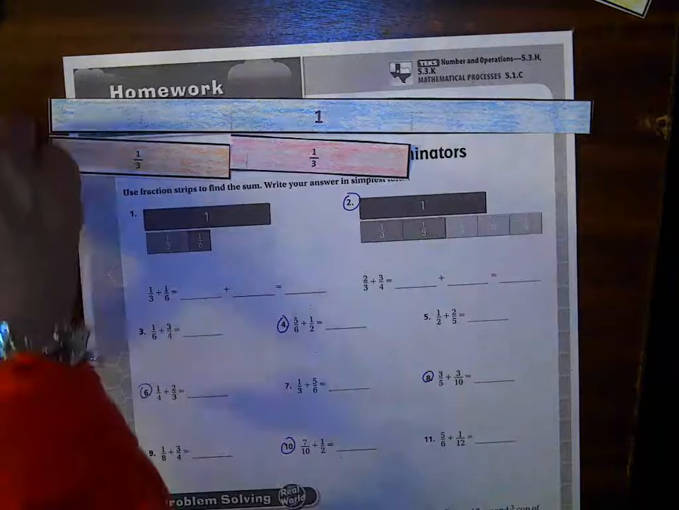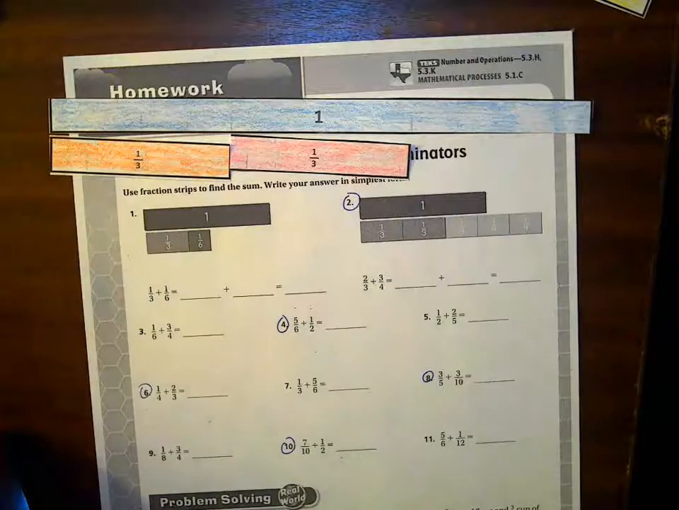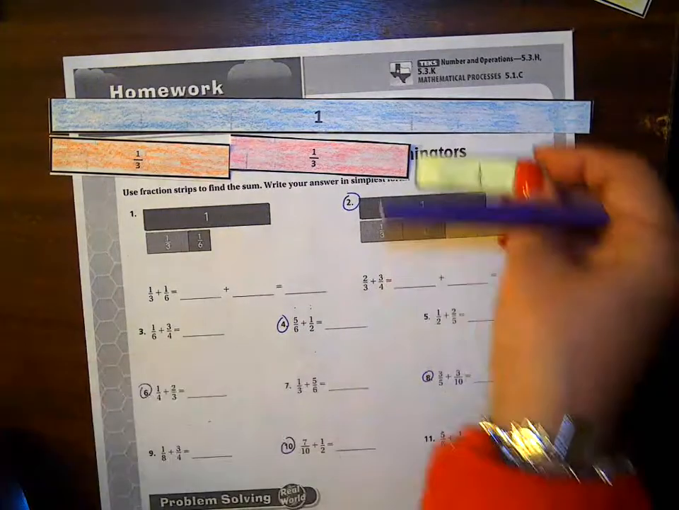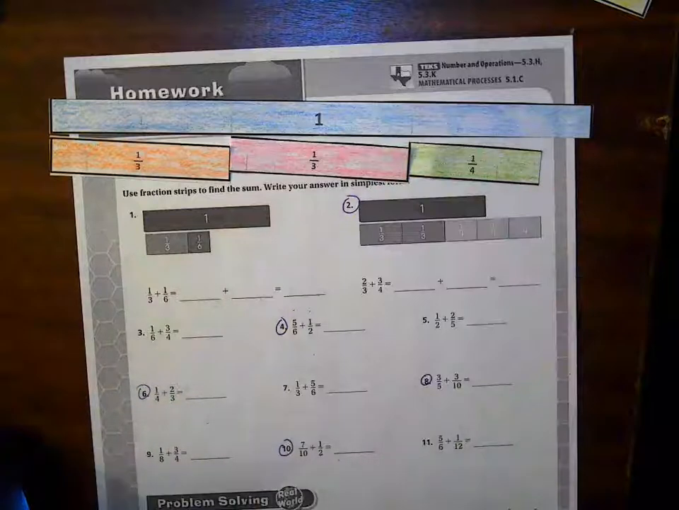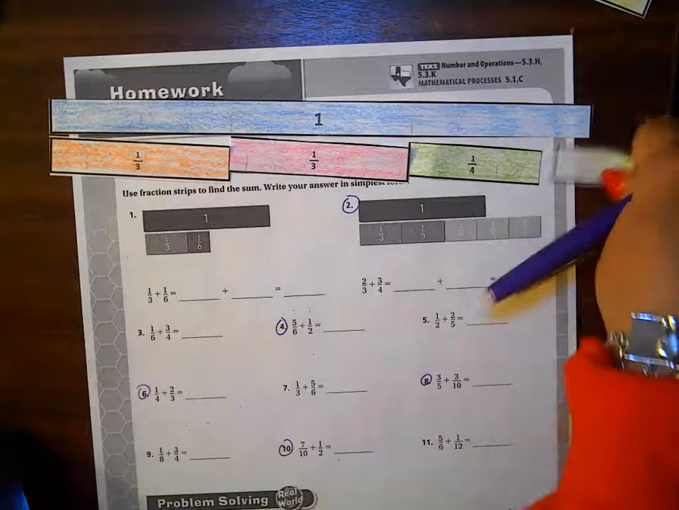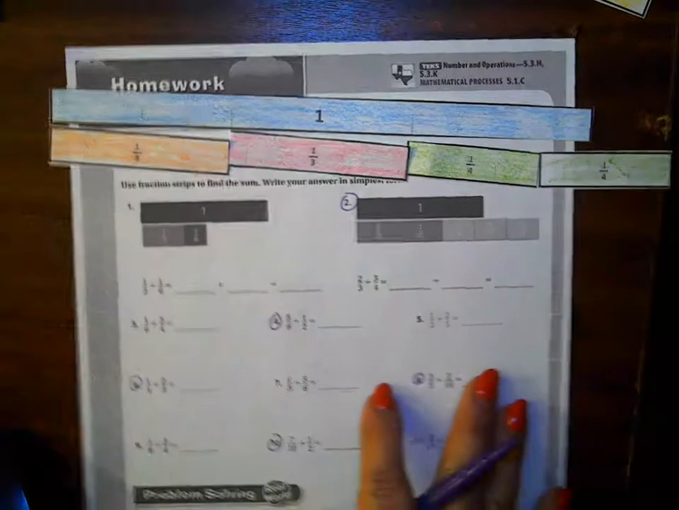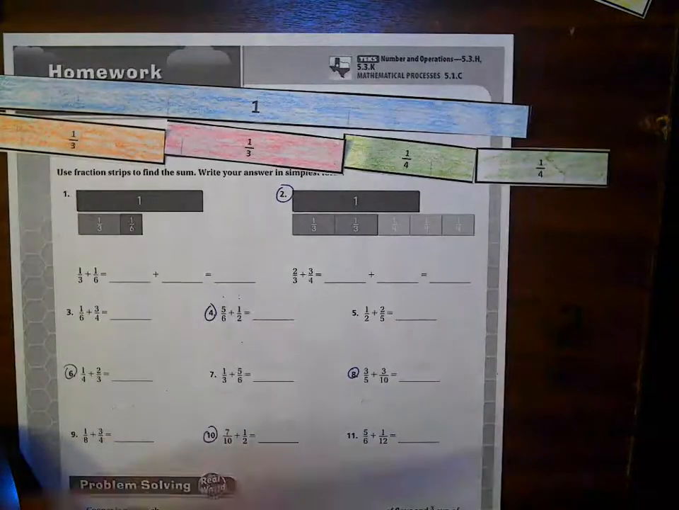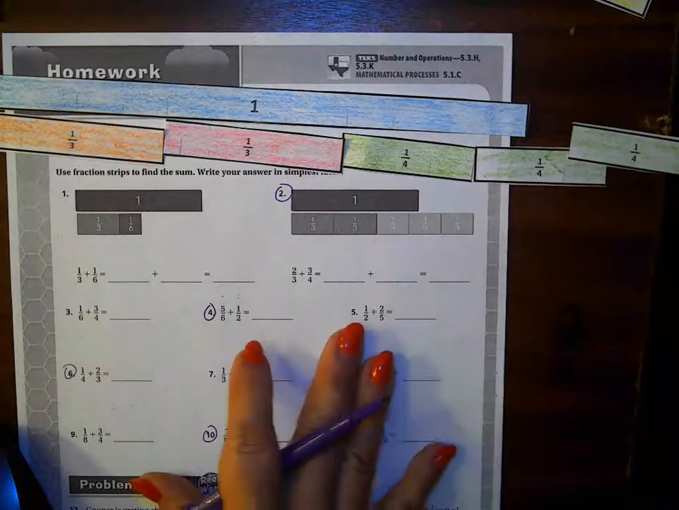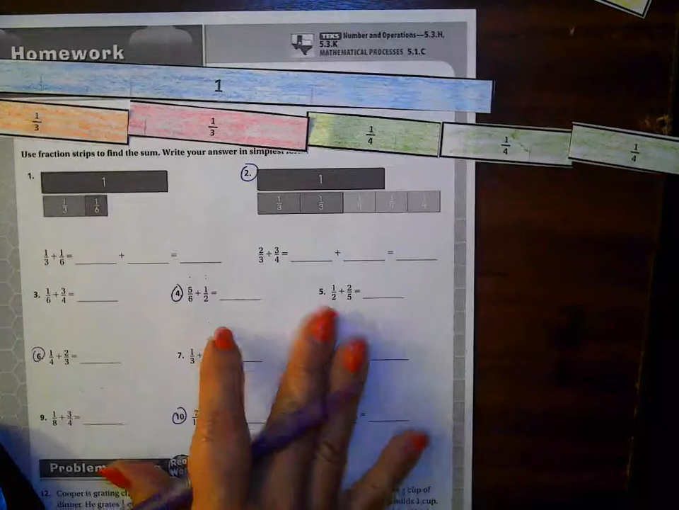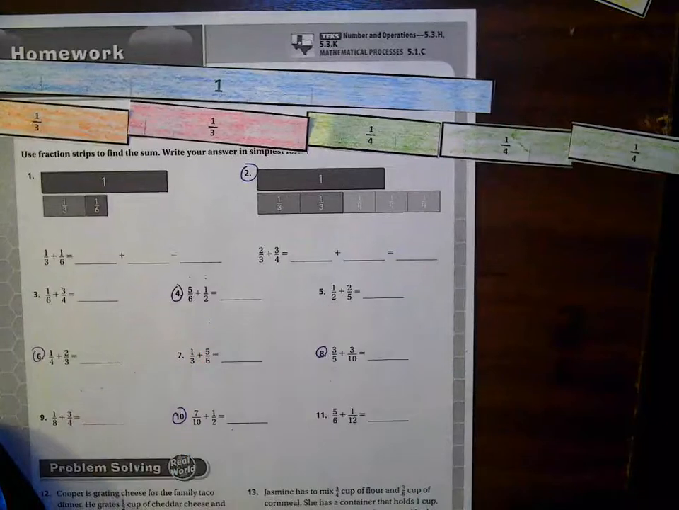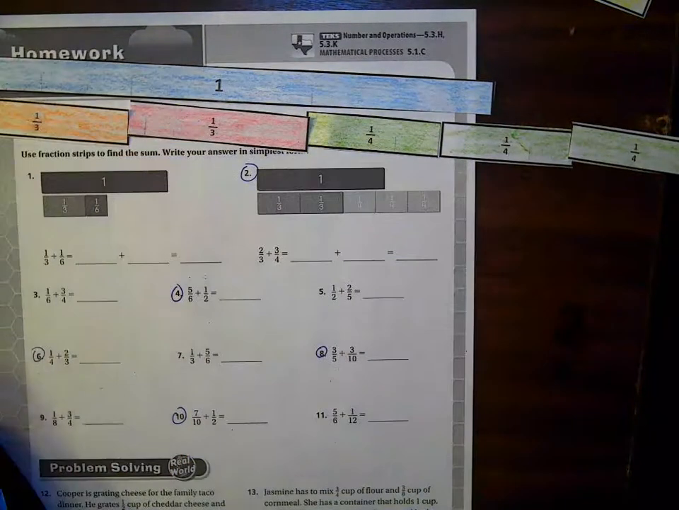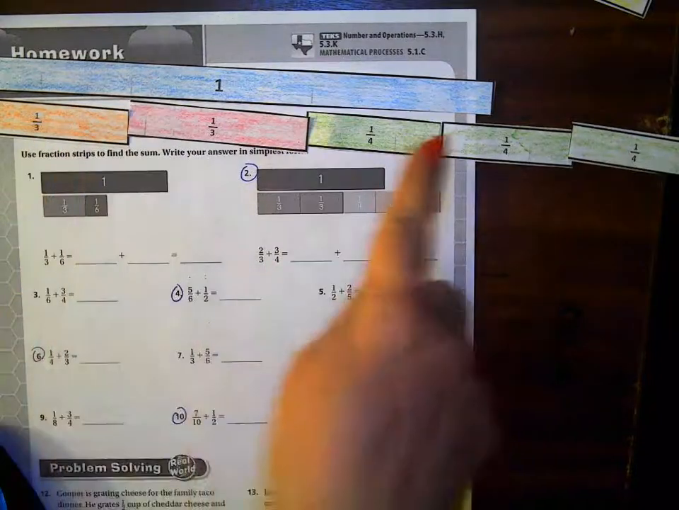Well, I want you to think about it. Is this fraction going to be greater than or less than 1? That's already 2/4. I need 3 of them. Yeah, it's going to be greater than 1, right? So I have it that way. It's going to be greater than 1. So I know that it's going to be a mixed number because it's greater than 1. And now I need to find a fraction bar that shares the same denominator as 1/3 and 1/4.